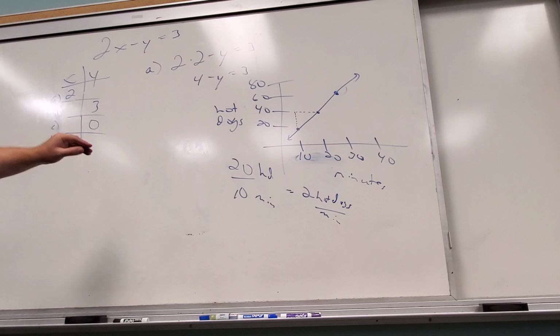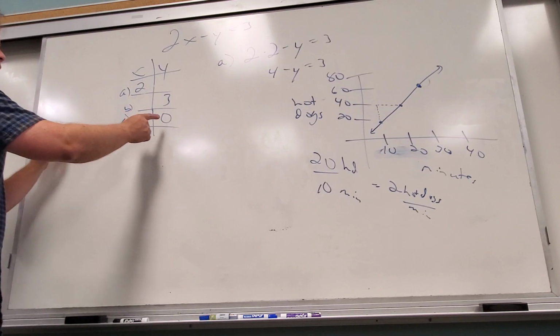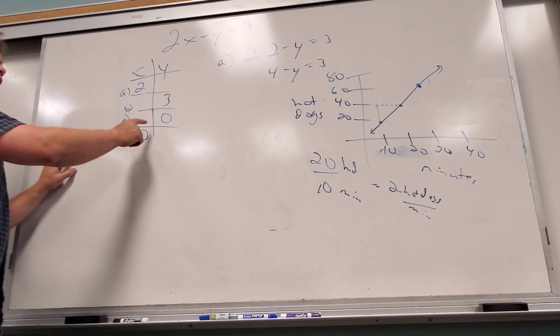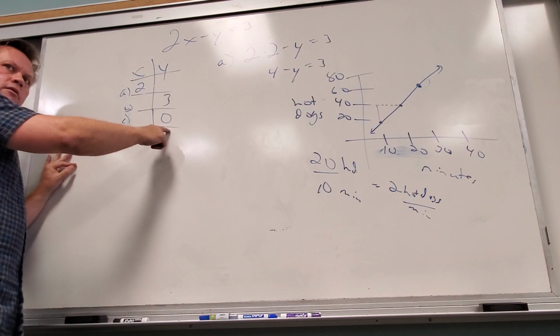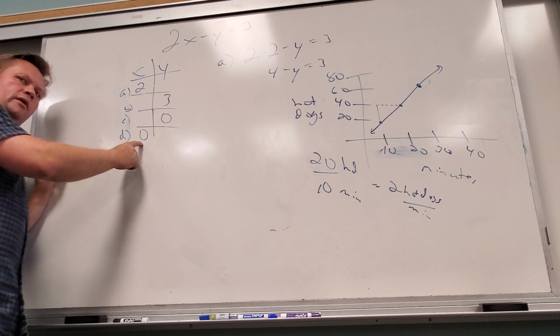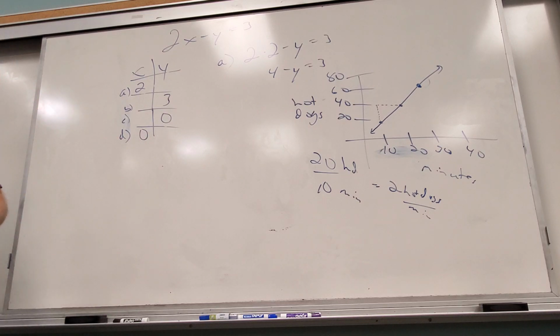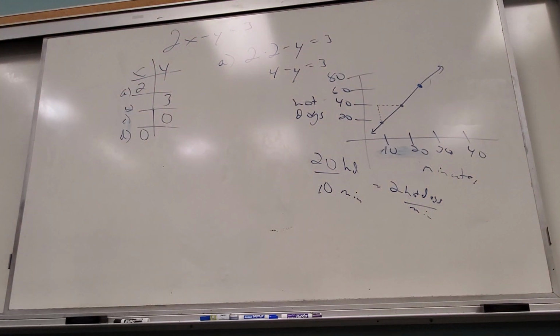Just to remind you guys, how do you find x and y intercepts in general? To find the x intercept, you make y 0. To find the y intercept, you make x 0. And we just did an example of slope, so let me give you this and let me shut up.